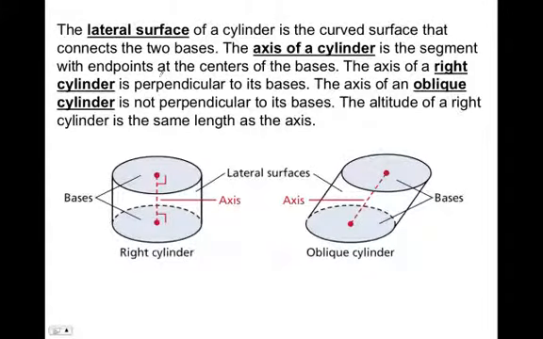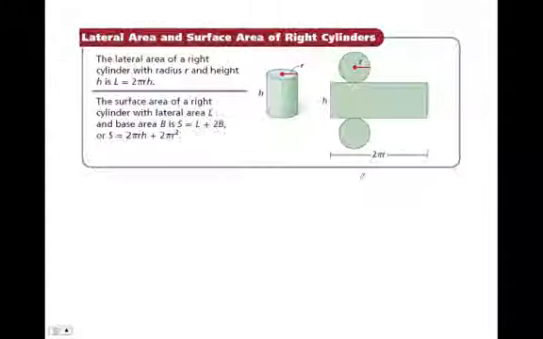Let's look at cylinders. The lateral surface of a cylinder is that curved surface going around the cylinder. It's connecting the two bases. The axis in a right cylinder is also the height or the altitude of the cylinder. The axis of the oblique is not perpendicular to the bases. So let's look again, the formulas apply to the right cylinder, so let's look at right cylinders. Here are the formulas in order to find the lateral surface area and the total surface area.